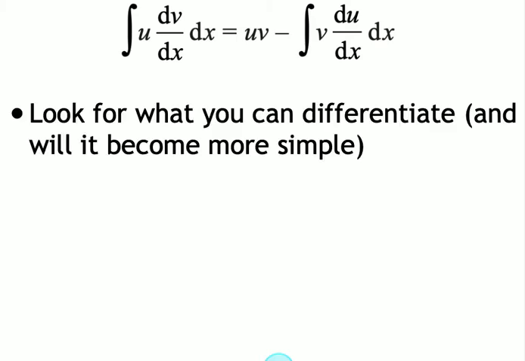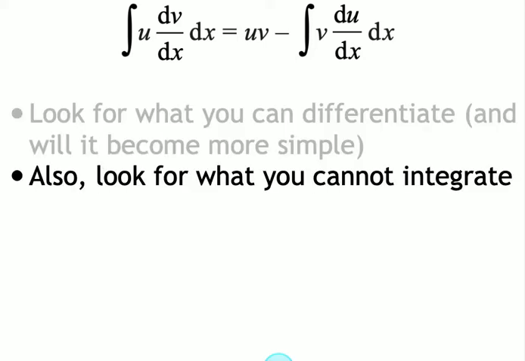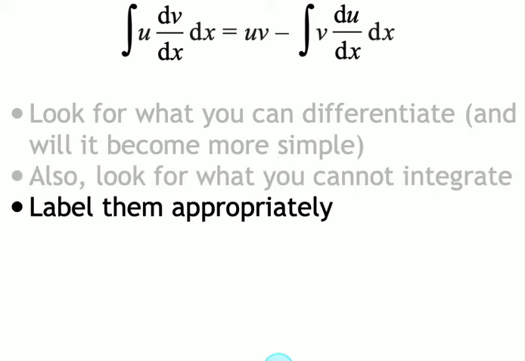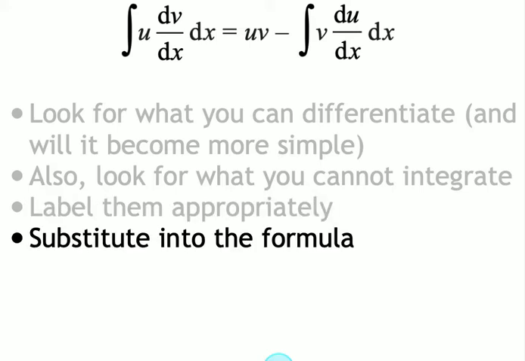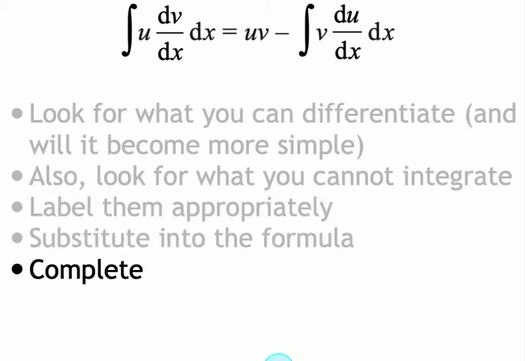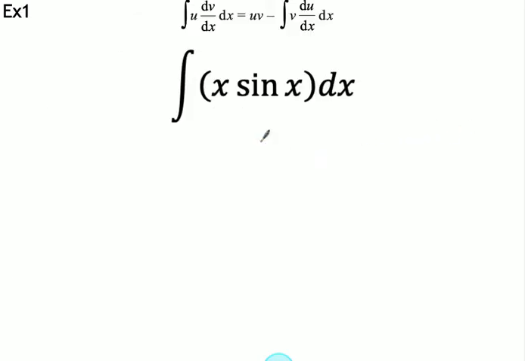So first thing we need to do is look at which of the two functions we can differentiate, and importantly, which will become more simple when we do that. Sometimes it's also useful to look for what we cannot integrate, because that will determine which one we choose. Then we label them appropriately, then we substitute it into the formula, and then we tidy it up, we finish it off.